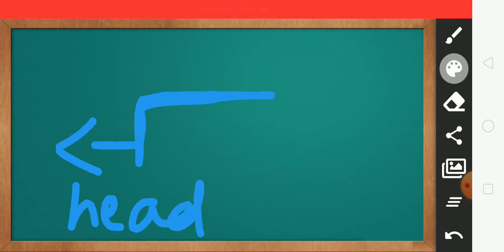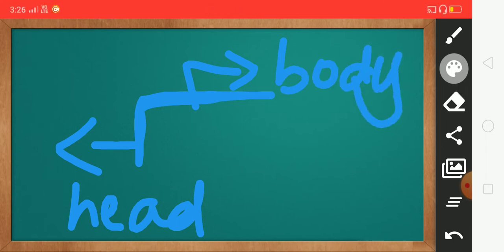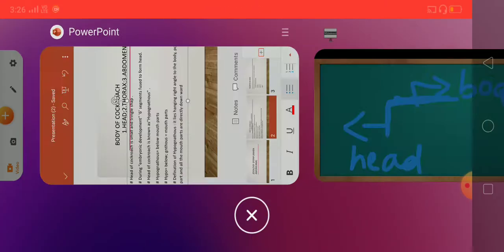So this part is the head and this part is the body of the cockroach. It lies like a hanging right angle. That's why the slide gives the hypognathous definition like that: it lies hanging at a right angle to the body, the posterior is wider, and all the mouth parts are directed downwards.